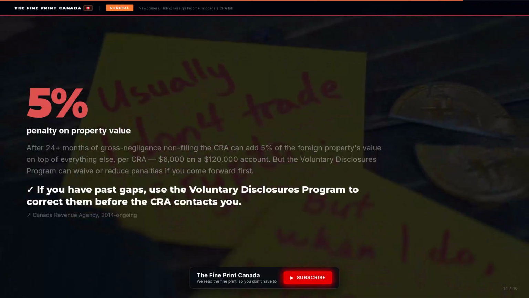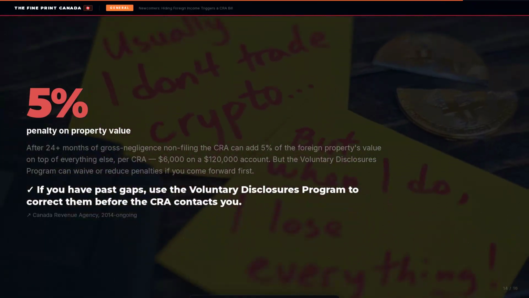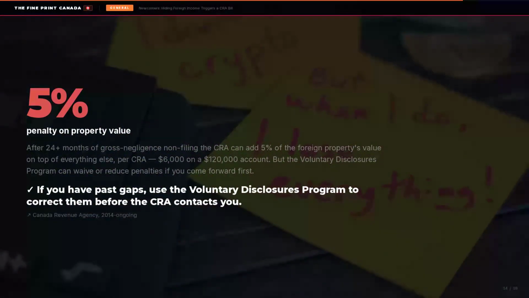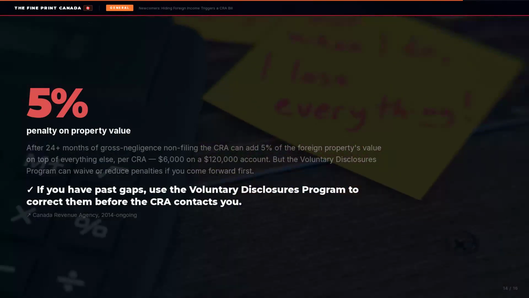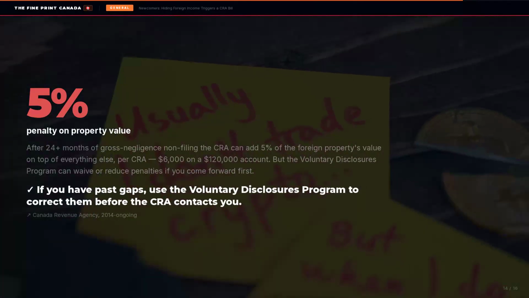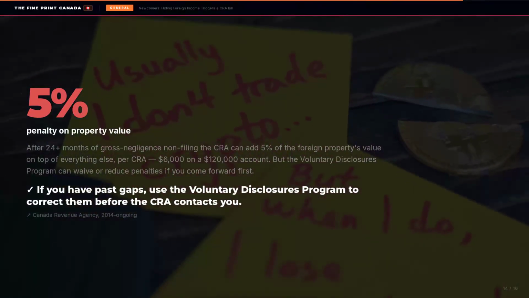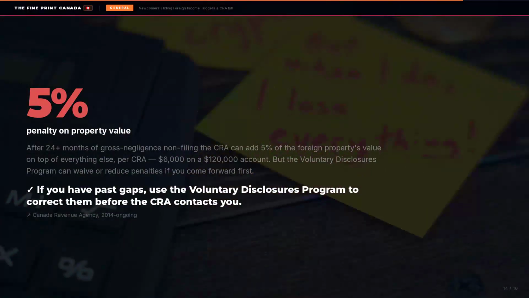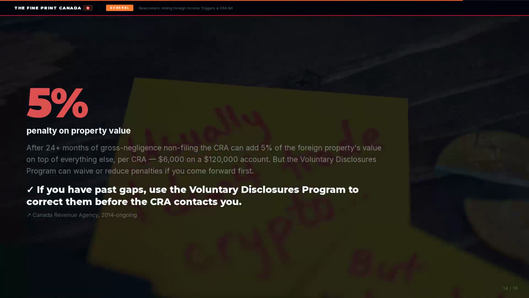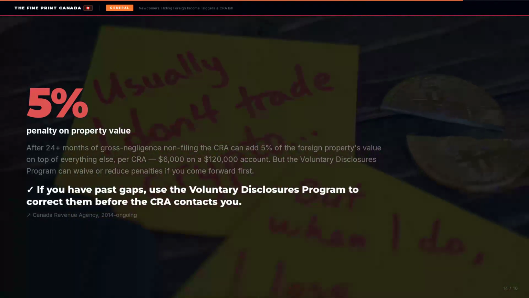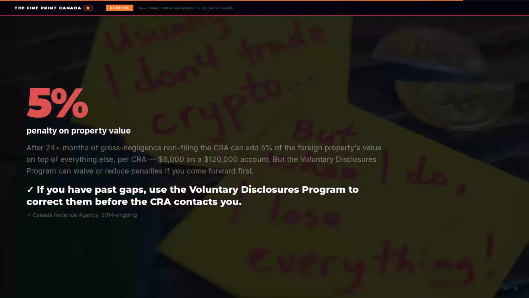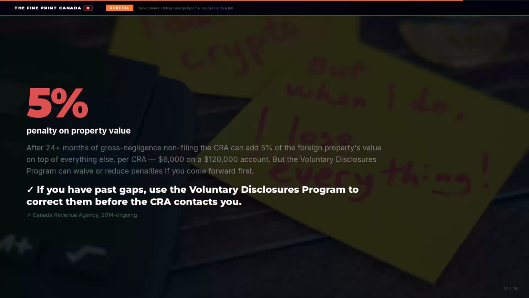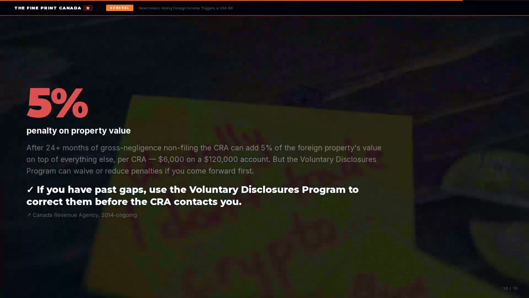After more than 24 months of gross negligence non-filing, the CRA can add a penalty of 5% of the foreign property's value, $6,000 on a $120,000 account, stacked on top of everything else, according to CRA. But the Voluntary Disclosures Program can waive or reduce those penalties if you come forward before they call. The fix is to disclose first, because doing it yourself is always cheaper than being caught.